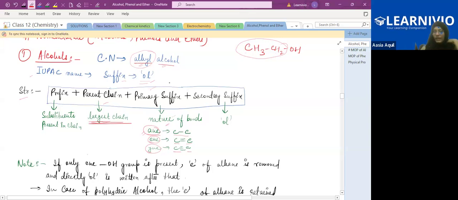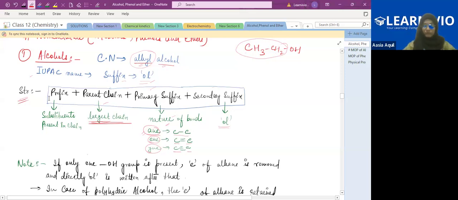After you have written the primary suffix, the last suffix, the secondary suffix, you write ol, which represents that the whole molecule or compound is an alcohol. Clear? So that's the structure. Clear, everyone?